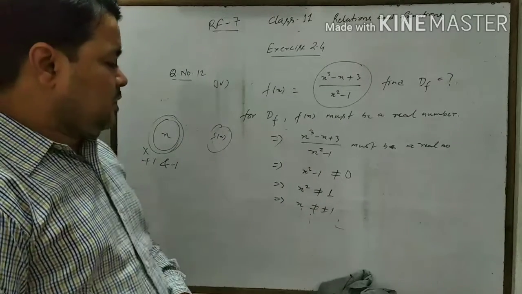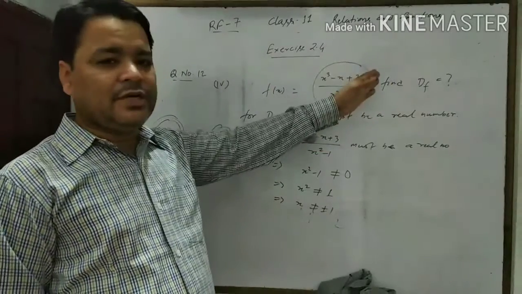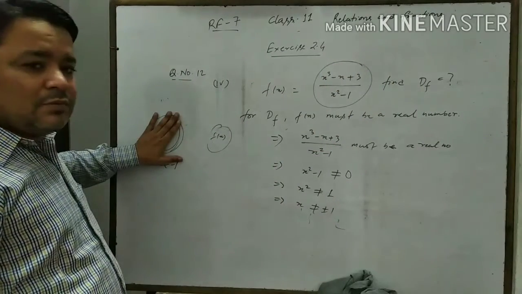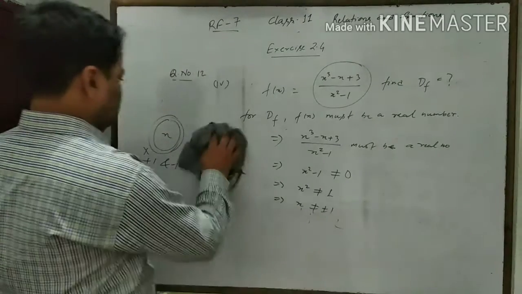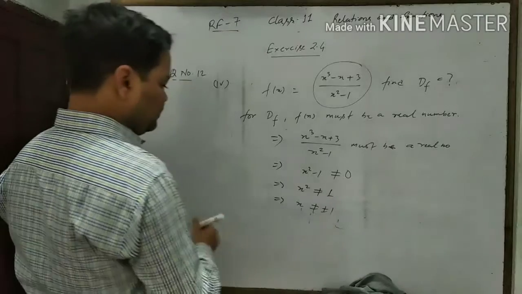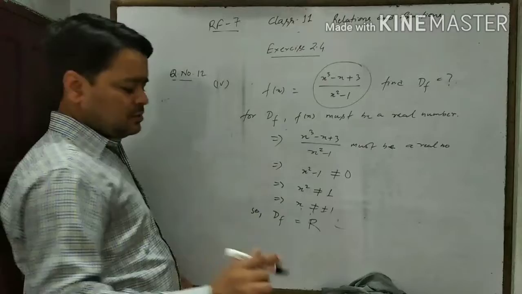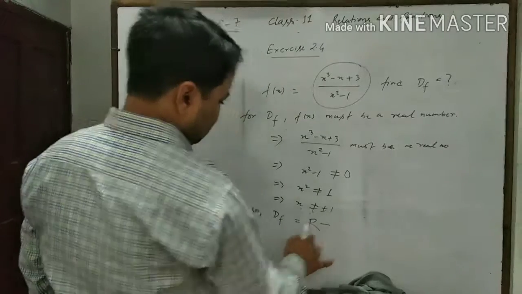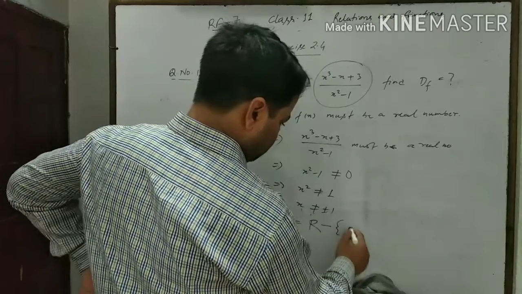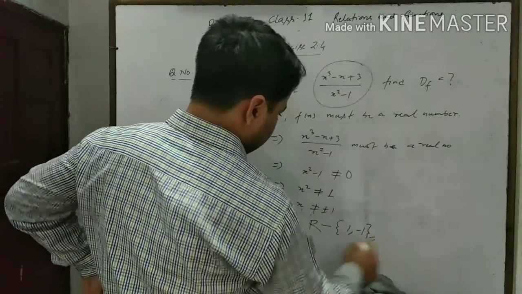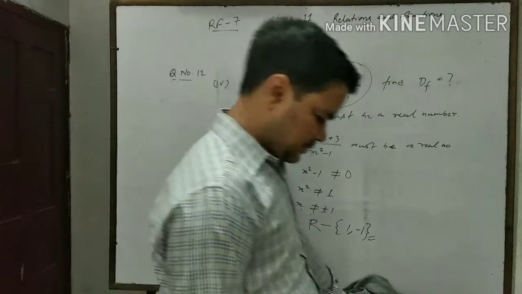Why? Because if we take plus 1 or minus 1, then x square will be 1 and 1 minus 1 will be 0. Again not defined. Therefore, we can take any value of this domain except minus 1 and 1. Therefore, the domain of the function is real numbers except 1 and minus 1. This is the answer. Like this way we find the domain of the function.